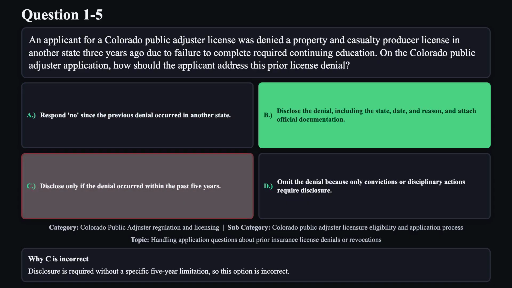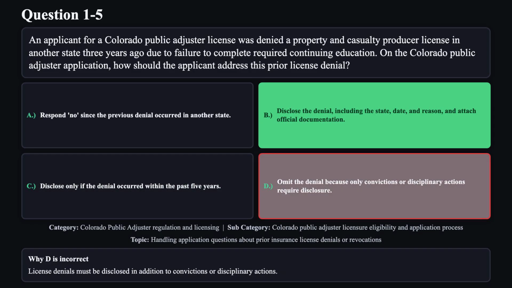Reason C is not correct. Disclosure is required without a specific 5-year limitation, so this option is incorrect. Reason D is not correct. License denials must be disclosed in addition to convictions or disciplinary actions.